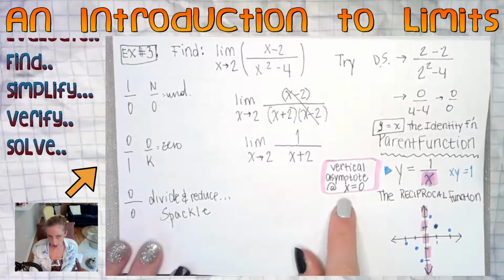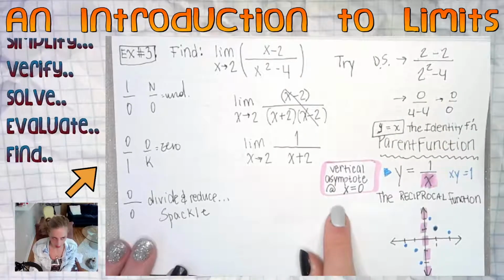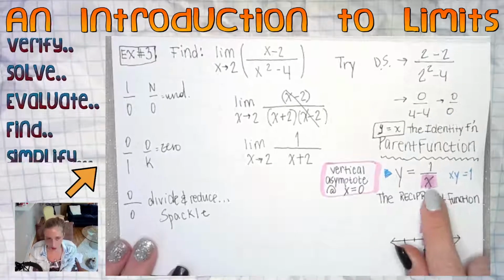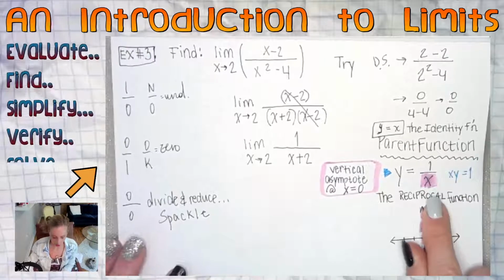So where do vertical asymptotes come from? Like, where do babies come from? Okay, this is where do vertical asymptotes come from? They come from a very strict, can't do anything about it, restriction on your domain.